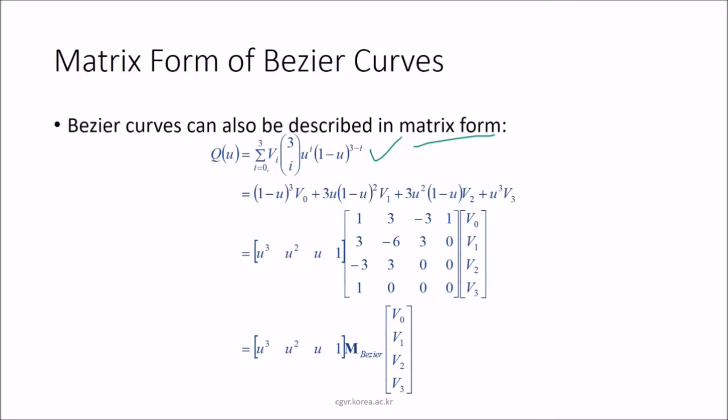For i equal to 0 to 3, we can easily represent it by this expression. So u square, u cube, u square, u, 1, and here you can have these values 1, 3, minus 1, 1, and others. And this will be a column matrix from v0 to v3. This is nothing but the M Bezier, and these are the variables.